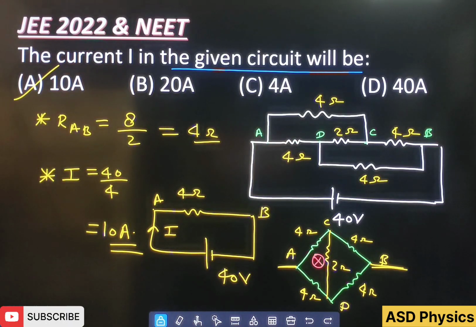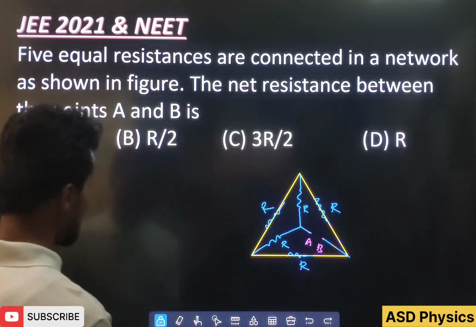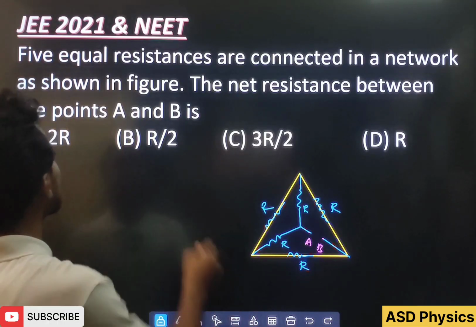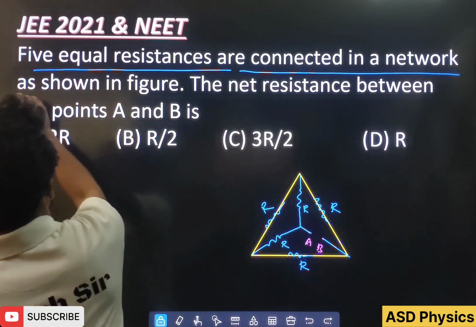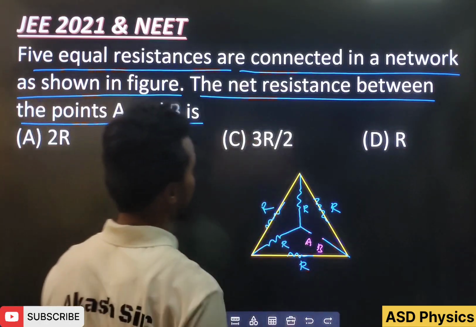Now, in this way, a balanced Wheatstone bridge can also be written. Okay, great. Now students, see the next one. This is also a JEE 2021 question. See here: 5 equal resistors are connected in a network as shown in the figure. The net resistance between the points A and B is how much?